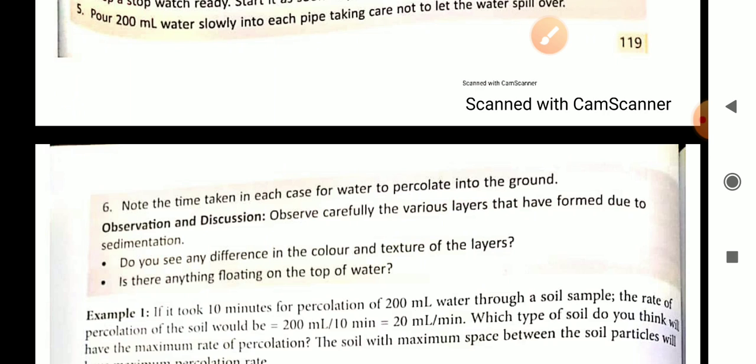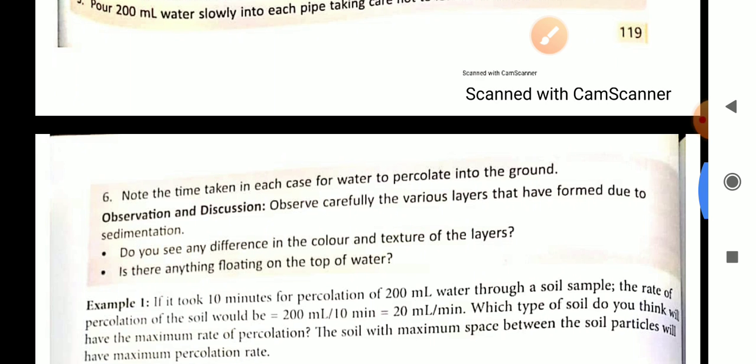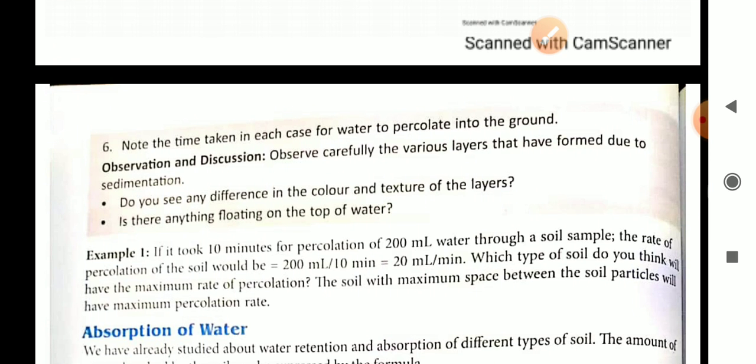Start the stopwatch and in 3 places observe how much time different soil takes to percolate the water, because you are putting the pipes in different places. So the time taken to percolate the water will be different. So observation, you will observe carefully the various layers that have formed due to sedimentation. Then see the difference in the color and texture of the layer and find whether there is anything floating on the top of water or not.